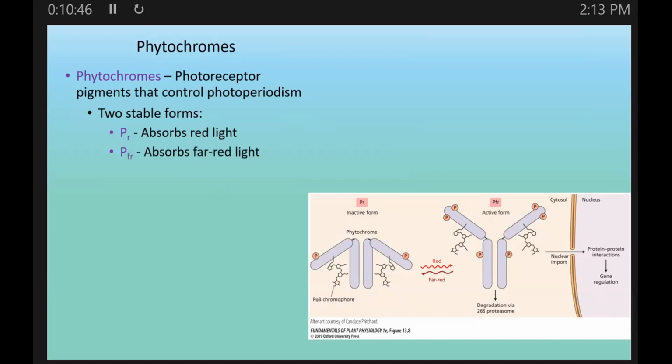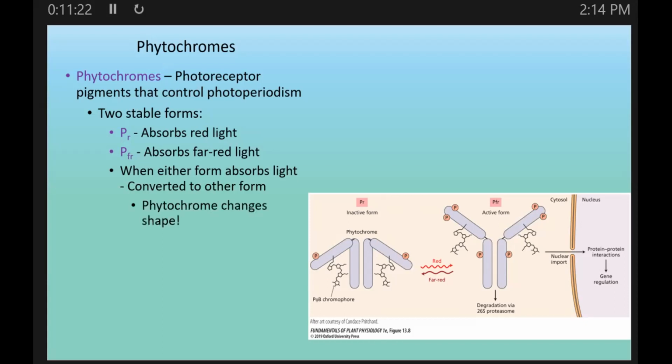Then there's the other form called Pfr. FR stands for far red light. That means when it's in that form, it is ready and able to absorb far red light. Okay, and then what happens is when one of these absorbs their quality of light, it makes them convert to the other form, which is really weird. And the way that they're converting to the other form is they're changing their shape, their physical shape. So that's weird too.